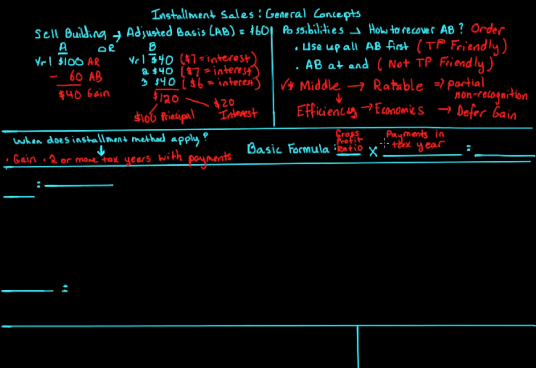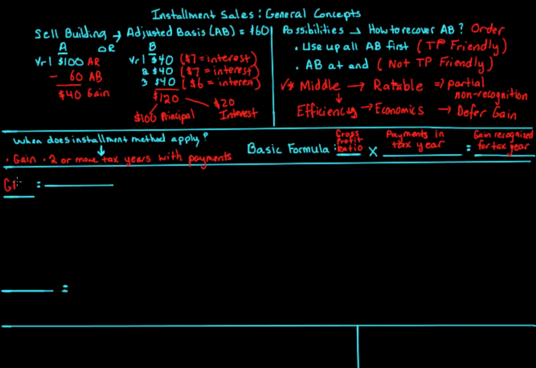In the tax year. So it's the gross profit ratio times the payments in the tax year, and that will equal the gain recognized for the tax year. So again, it's the gross profit ratio, the GPR, times the payments in a tax year. So you add up all the payments in a specific tax year, and that will give you the gain recognized for the tax year.